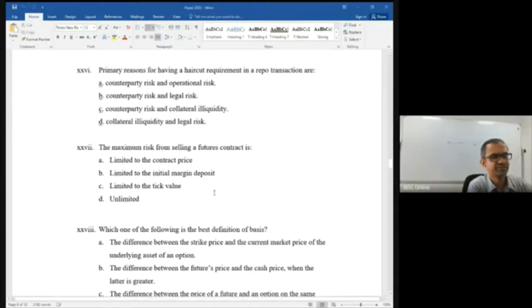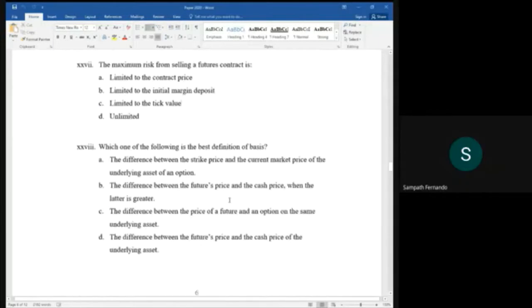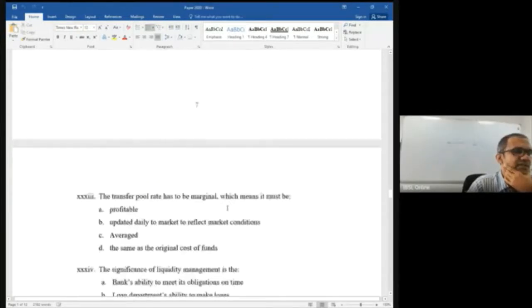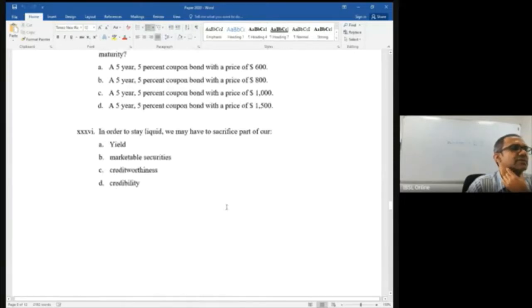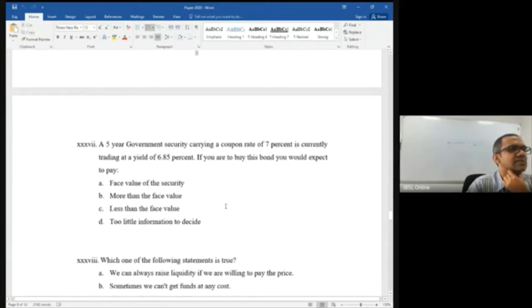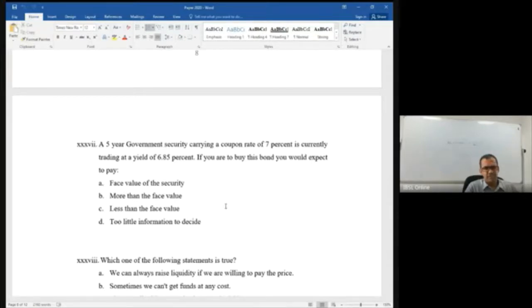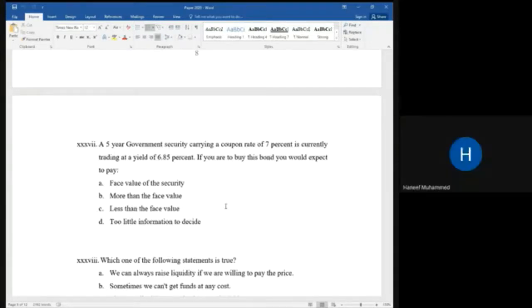Any other question? So 37. A 5-year government security carrying a coupon rate of 7% is currently trading at a yield of 6.85%. If you are to buy this bond, you would expect to pay: face value, more than the face value, less than the face value, or too little information to decide. Less than the face value. Coupon rate is 7%.